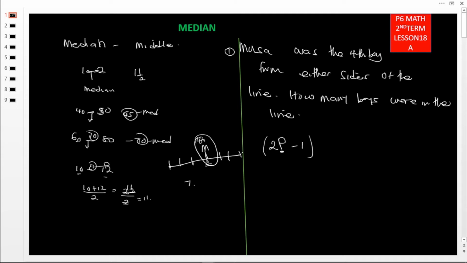Then let us use the formula mathematically. It is going to be 2p minus 1, where p stands for our position. So what is the position? Musa is the fourth person, so 2 times 4 minus 1. What is this? 8 minus 1. Therefore, how many people are there? There are 7 people, or there are 7 boys. Alright, so let us get another example here.